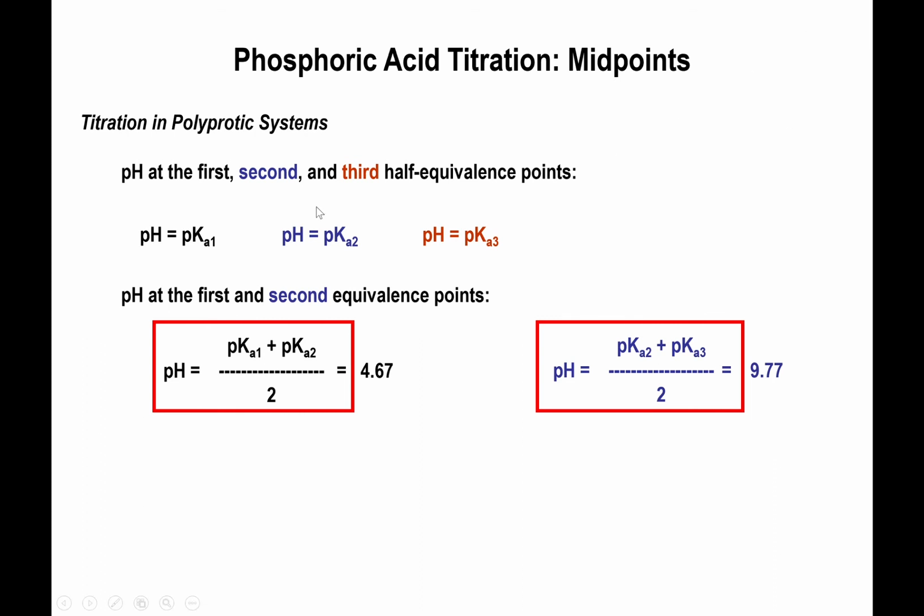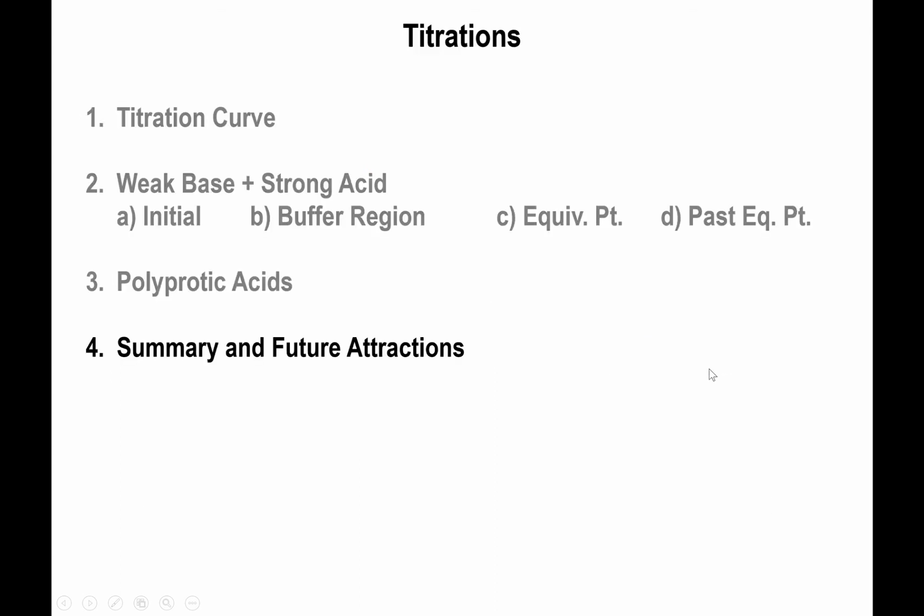All right, so the last thing I just want to mention is that yes, the pH at the first midpoint, the second midpoint, and the third midpoint is equal to the corresponding pKa's. The pH at the first equivalence point is the average of pKa1 and pKa2. The pH at the second equivalence point is the average of pKa2 and pKa3. So we have all of those things directly.